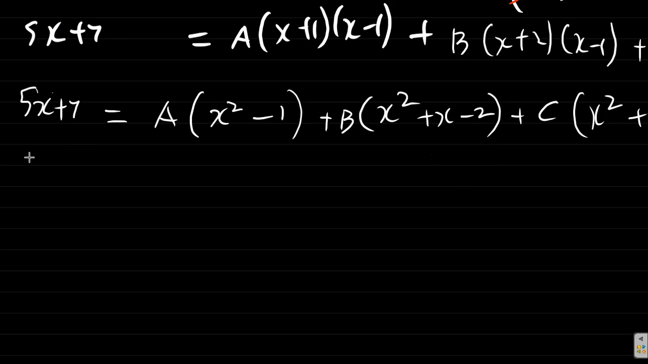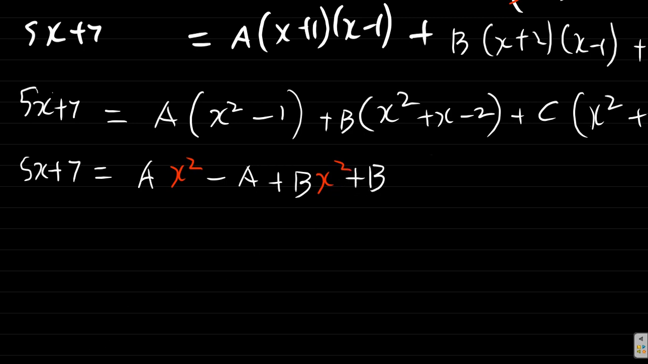So what you have here is 5x plus 7 equals, you have a x squared minus a plus b x squared plus bx. I'm going to write the x squared in red, the x in blue. Then you say minus 2b. So these are the numbers. You have 2b. Write the numbers in yellow. Alright. And of course here, this is 1a, so let me write 1a as well. Right? 1a.